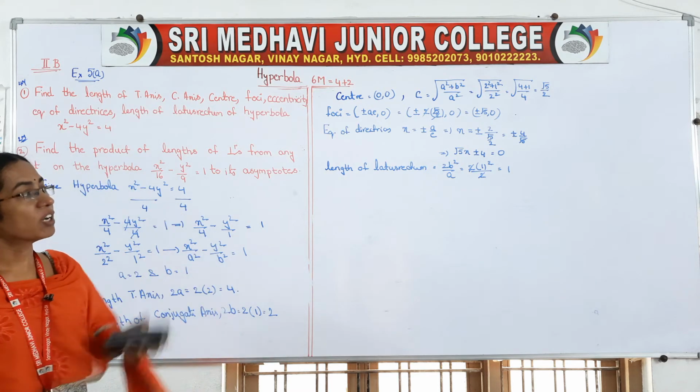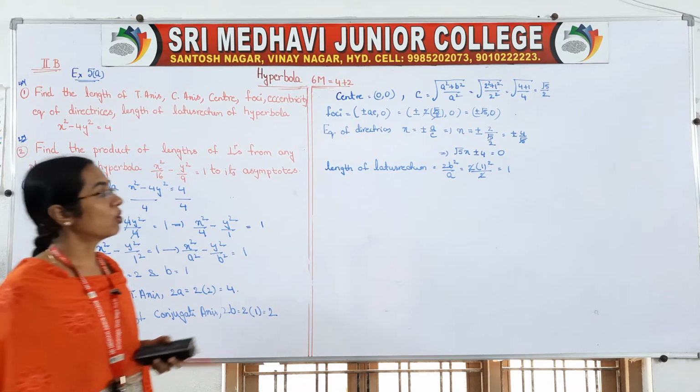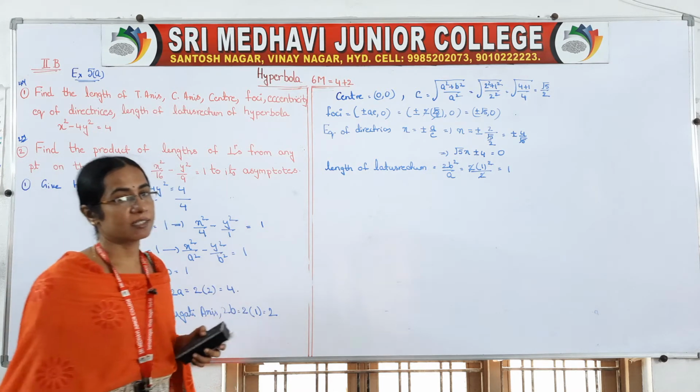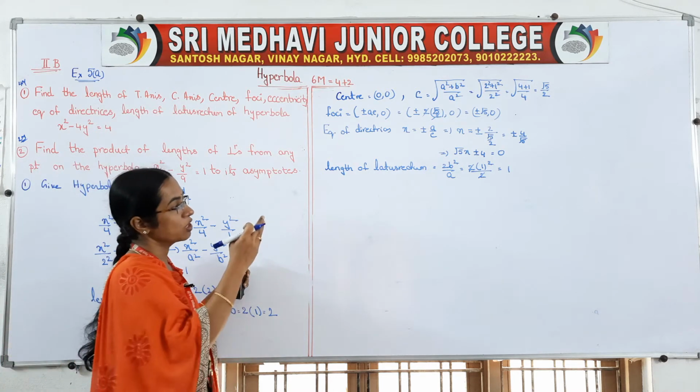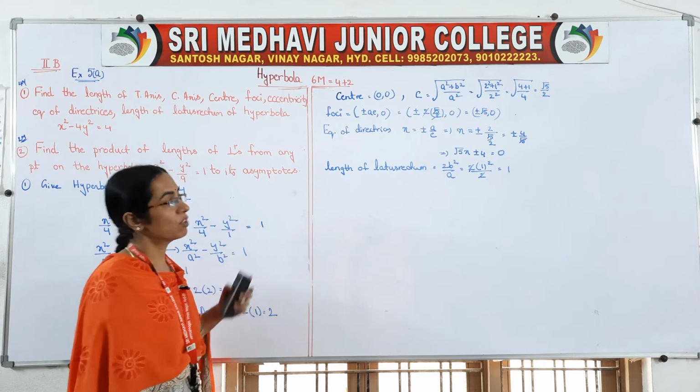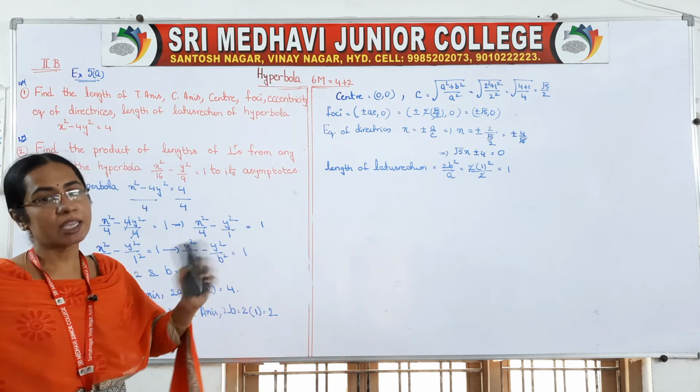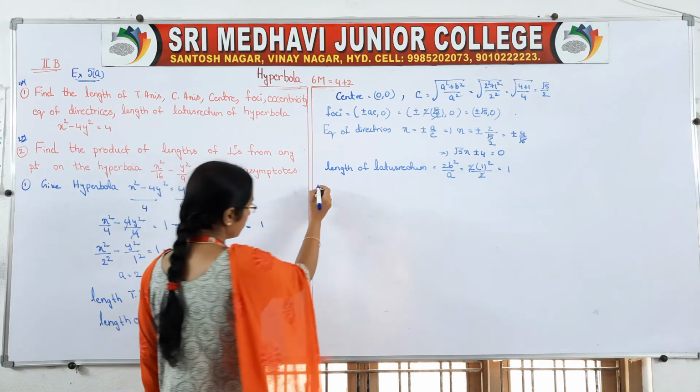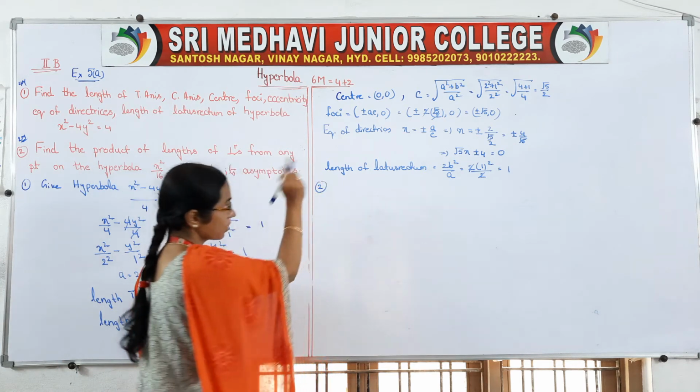Next the equation of directrices, right. So after that the length of latus rectum. Okay, it is 2b square by a for the first case. For the second case, it is 2a square by b. Okay, so that's all for the first question.